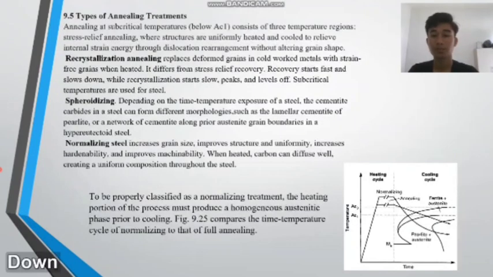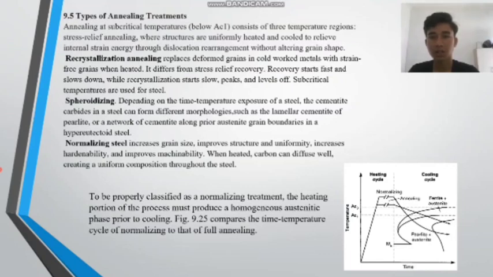Next, 9.5 Types of annealing treatments. Annealing at subcritical temperature below AC1 consists of three temperature regions. Stress relief annealing, where structures are uniformly heated and cooled to relieve internal strain energy through dislocation rearrangement without altering grain shape.